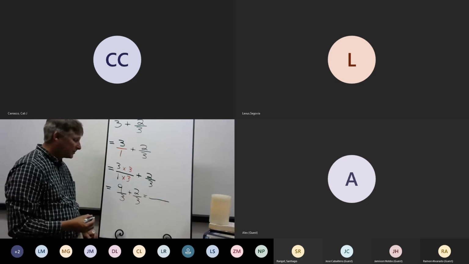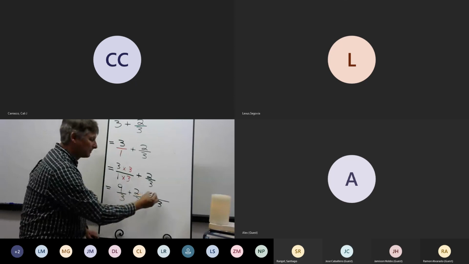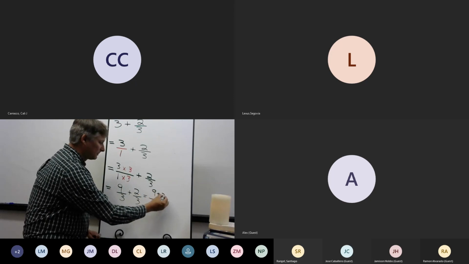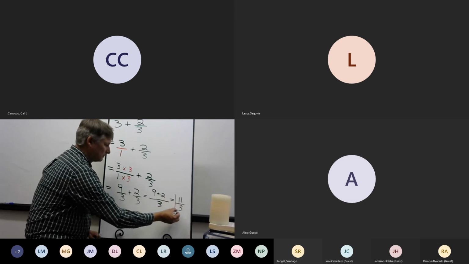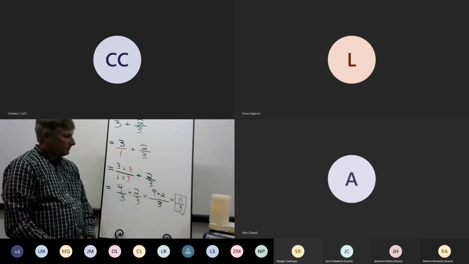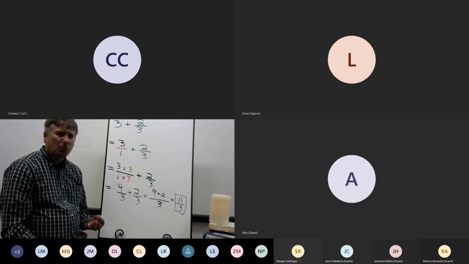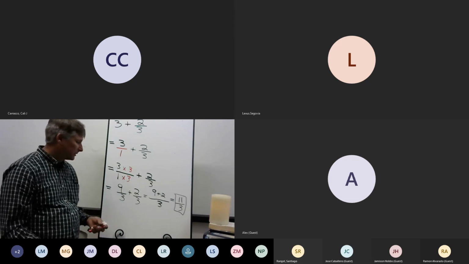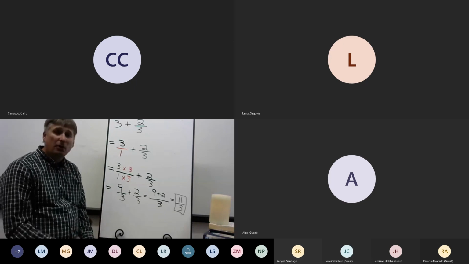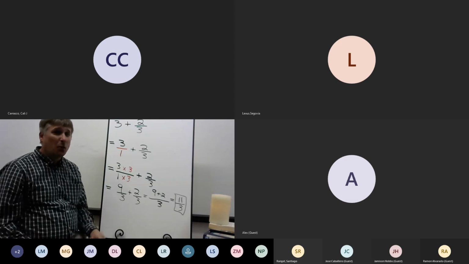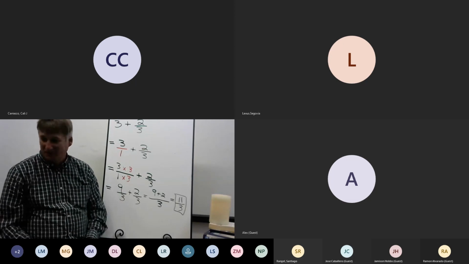So now they have common denominators. We keep the common denominator and we add the two numerators. And that's going to be your answer. The same thing with division or multiplication or subtraction. Whenever you have a whole number, rewrite it as that number over 1. And then you can go ahead and do the operations. Any questions about that? All right.